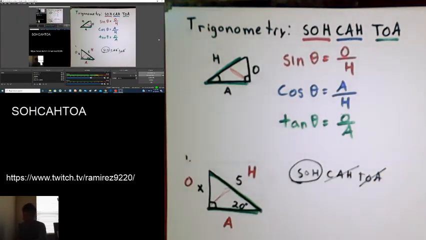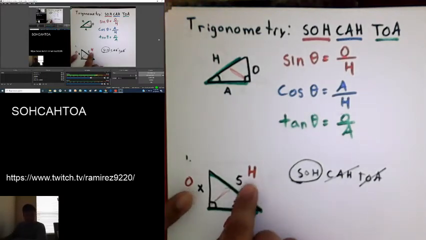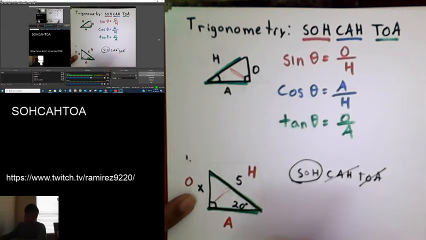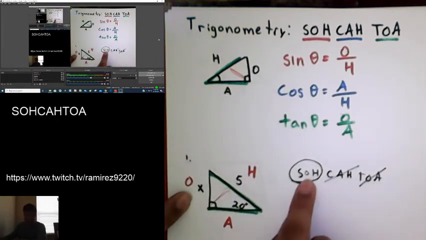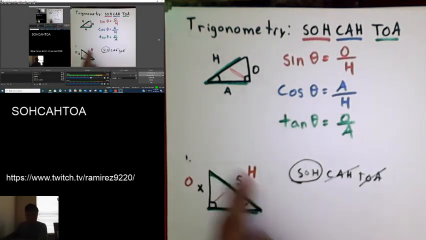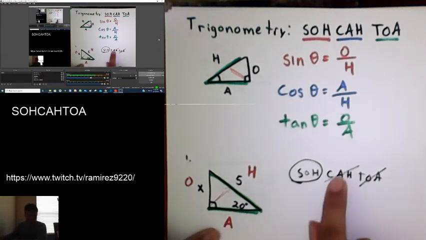So again, here it goes very quickly. The ones you know and what you're looking for are O and H. So you pick the one that has the O and H in it, and the only one is this. Another way you can think of it is which one of these three sides has no information at all, and that is A. So anything that has an A cannot be used.